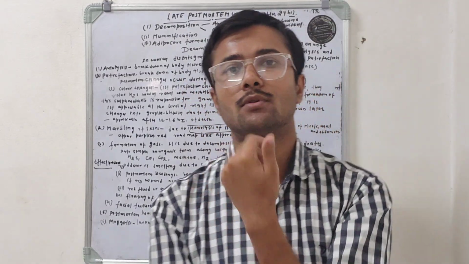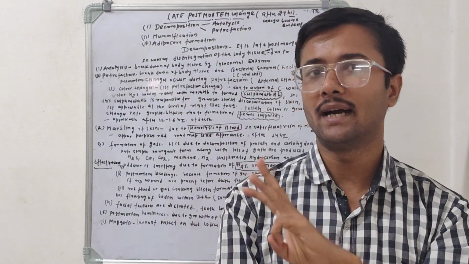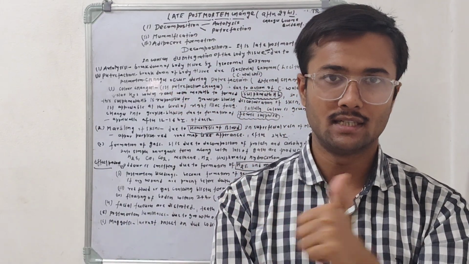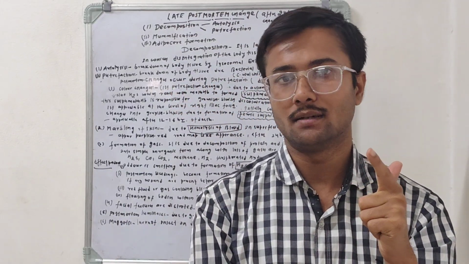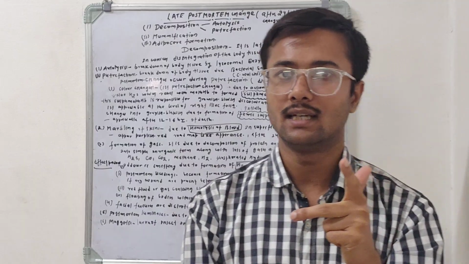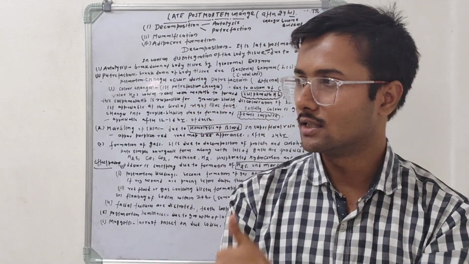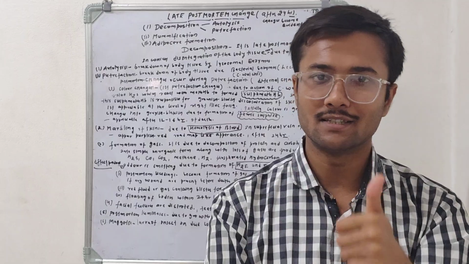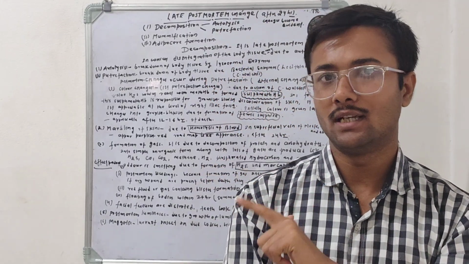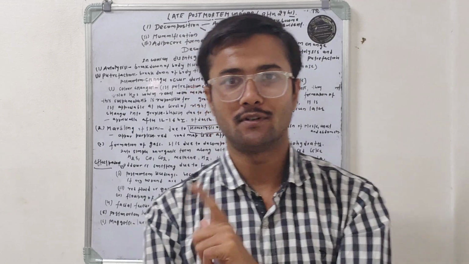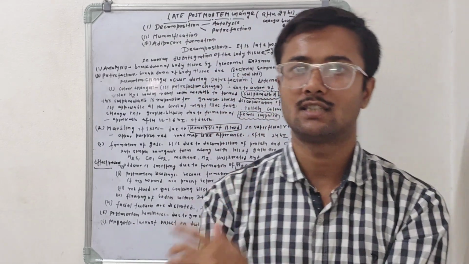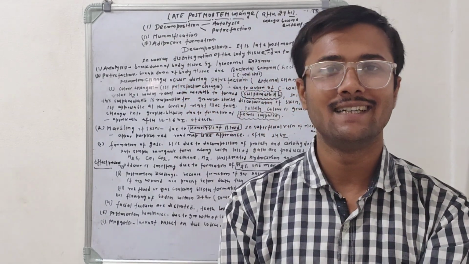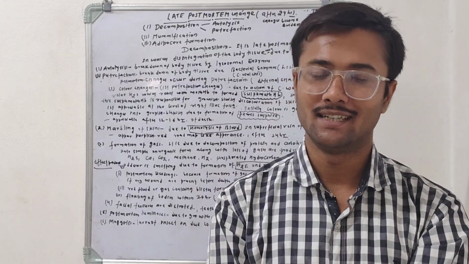So how do these late postmortem changes occur? They occur mainly by three processes. One is decomposition, the second is mummification, and the third is adipocere formation. In today's video we are going to discuss only decomposition. The remaining two topics, mummification and adipocere formation, we'll discuss in the next session. Okay, so without any delay we can start the topic.